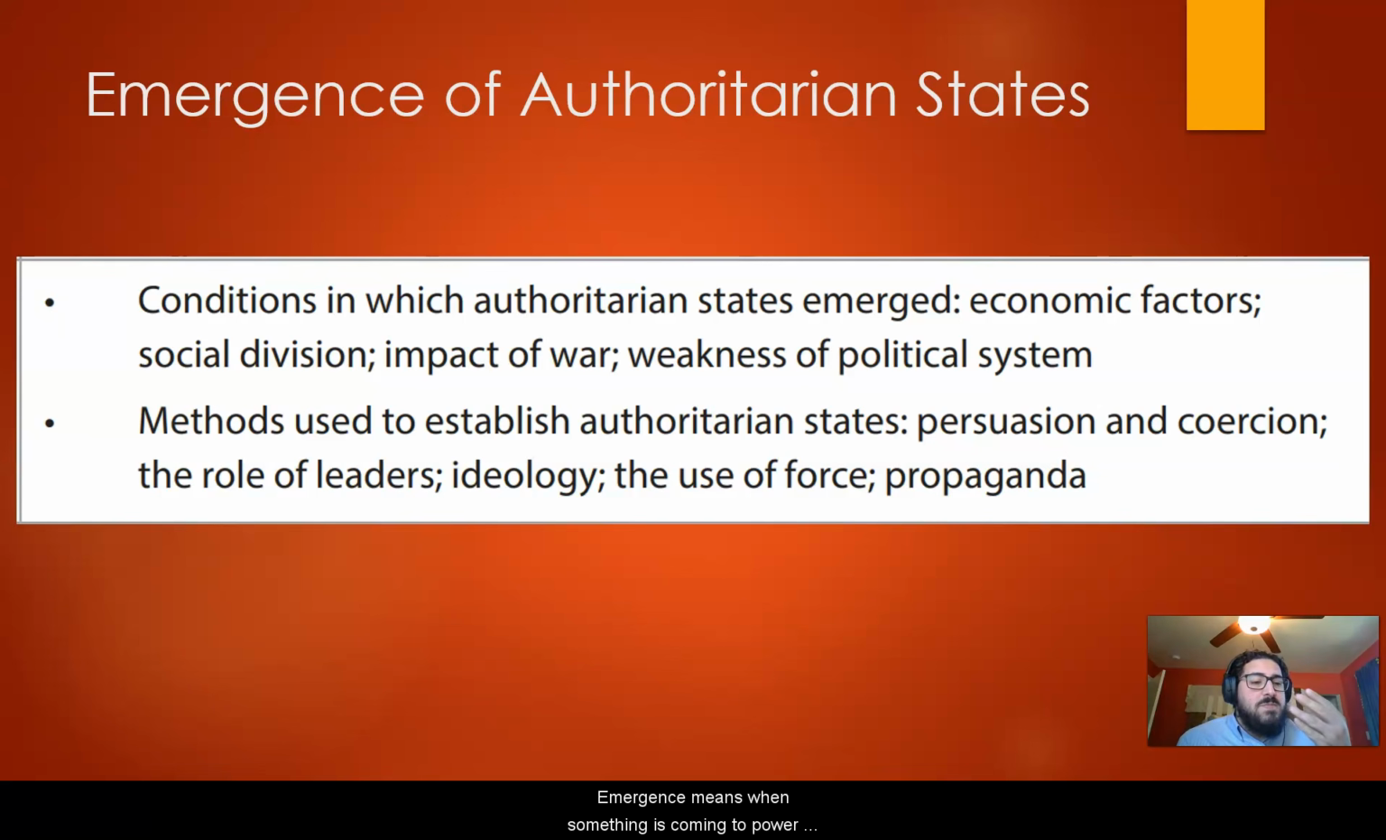Emergence means when something is coming to power, when something is rising, when something is first setting themselves up, and the steps that it's going to take leading to the establishment, consolidation and maintenance of power, as you will hear later.